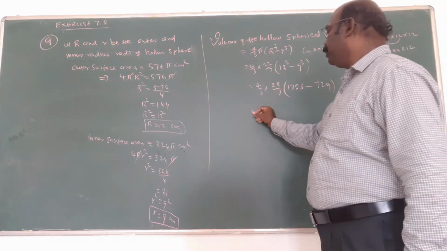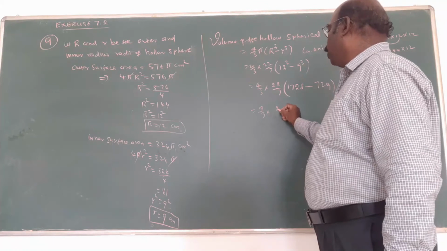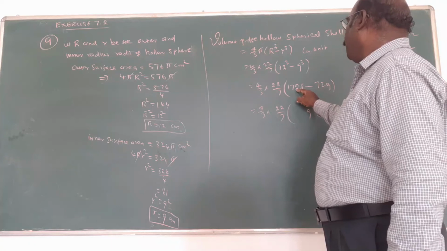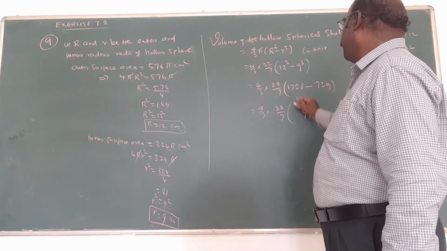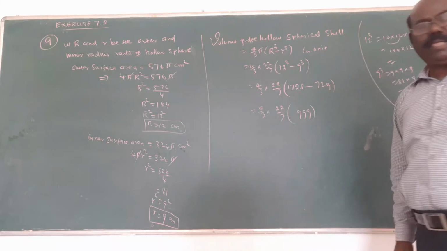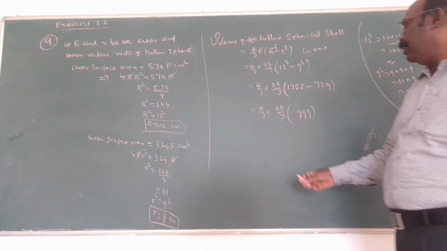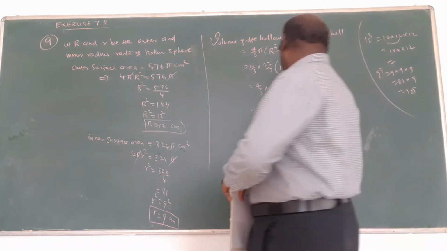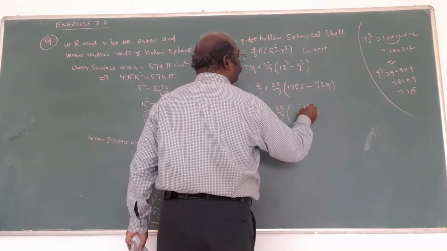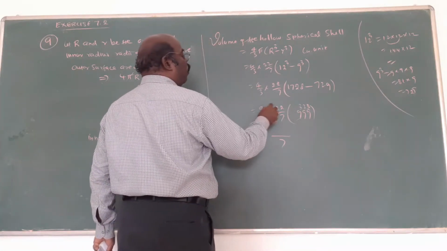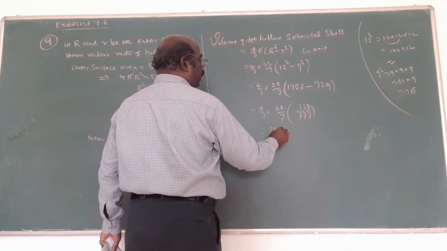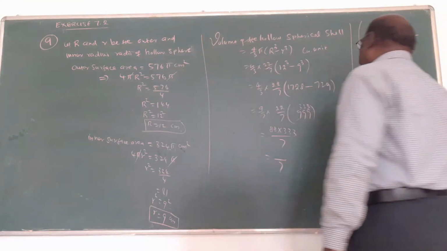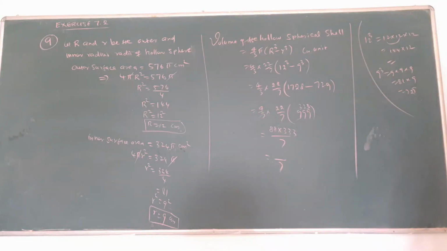Now subtract: 1728 minus 729 is 999. Now 4 by 3 into 22 by 7 into 999. Cancel 3: 3 times 333 is 999. Now multiply 4 into 22, which is 88, into 333.